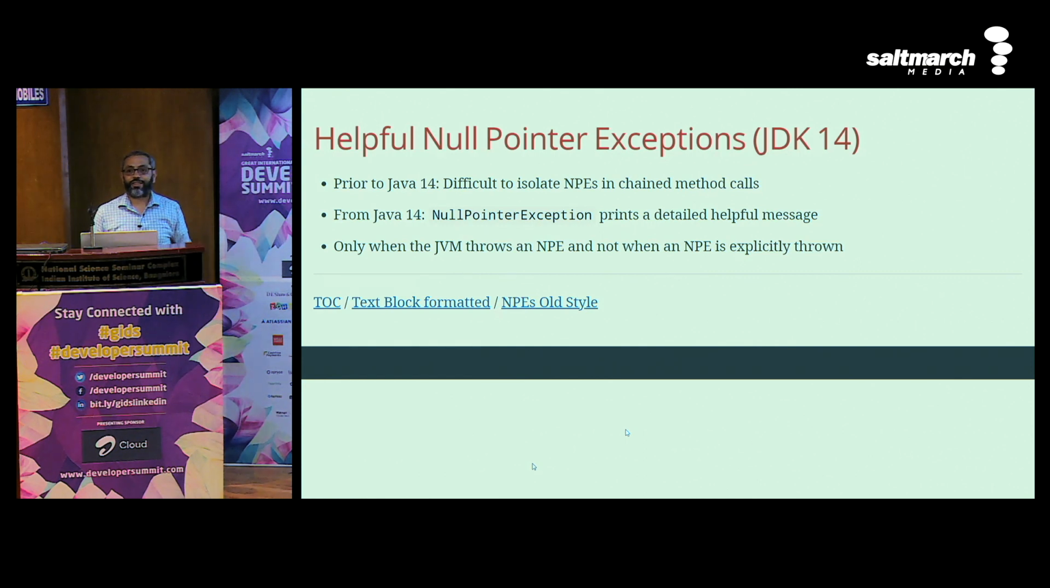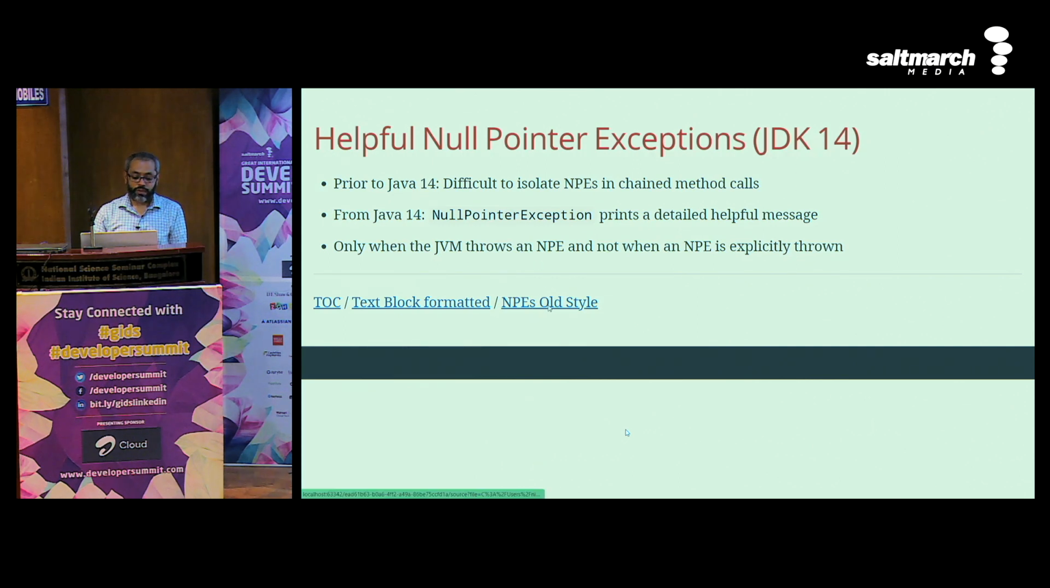This is there to actually reduce those aha moments and make it much easier, because in chained method calls it's always difficult. Let's say you have one method calling another method calling another method. If any one of those returns null, you will get an NPE, but you don't know which exact call returned null, and then you have to sleuth around to figure out what is going on. A few notes: it only prints these helpful null pointer exceptions when the JVM throws it. If you throw a new NullPointerException yourself, then it won't give the helpful message, because it's your responsibility at that time.